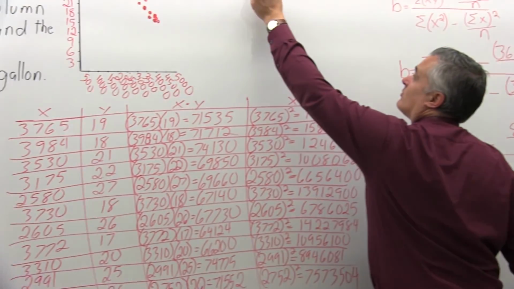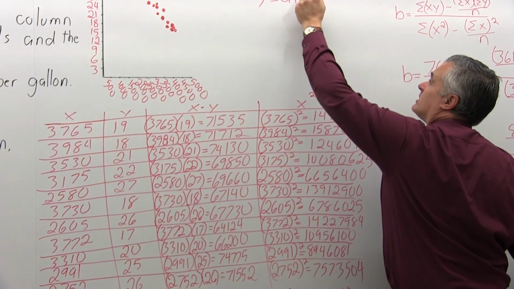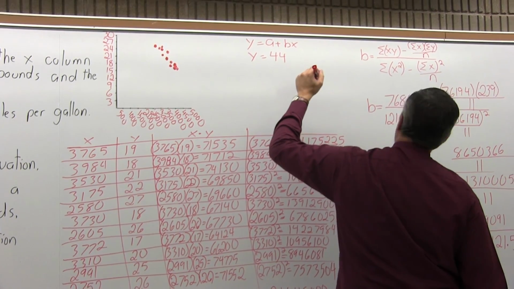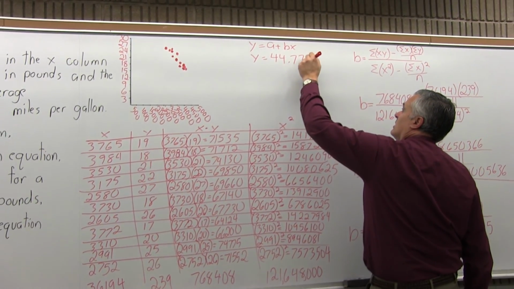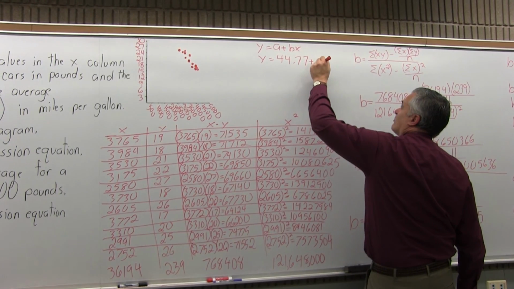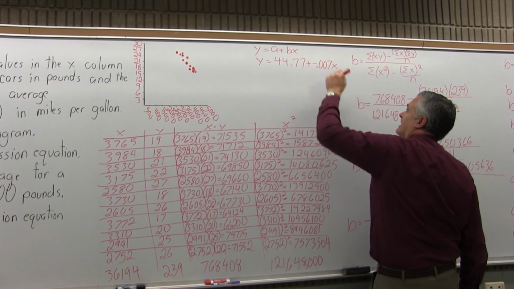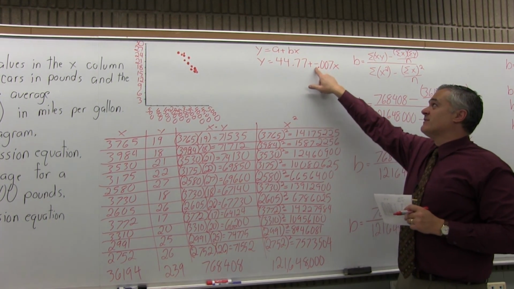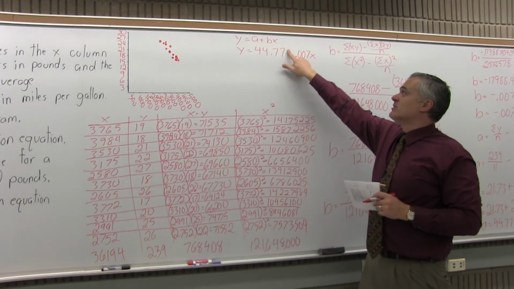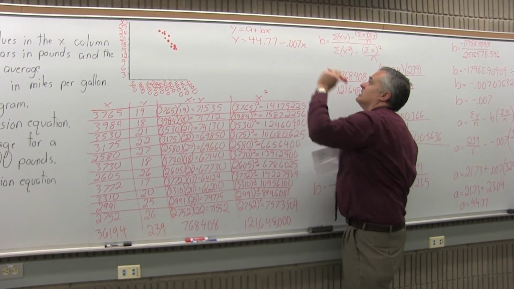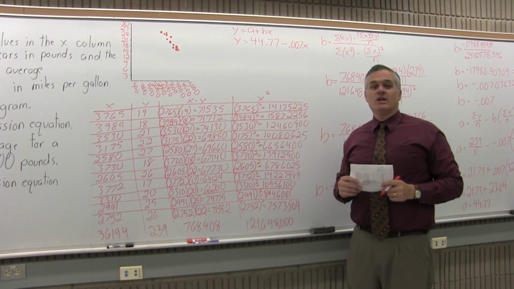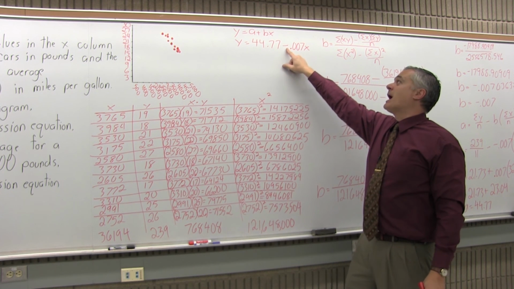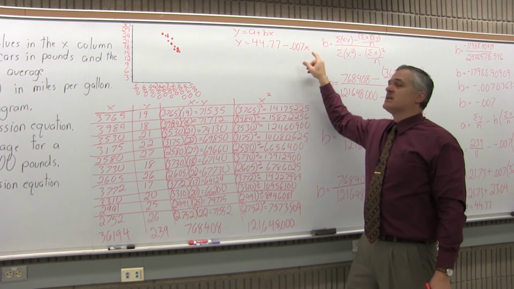So the final step, write your solution in the form y equals a plus bx. So y equals a was 44.77 plus b was negative 0.007 and then x. And that plus a negative, the plus comes from the y equals a plus bx, but b is a negative value. The plus and the negative together, we can simplify that to just be a negative. So my linear regression equation for this problem is y equals 44.77 minus 0.007 times x.